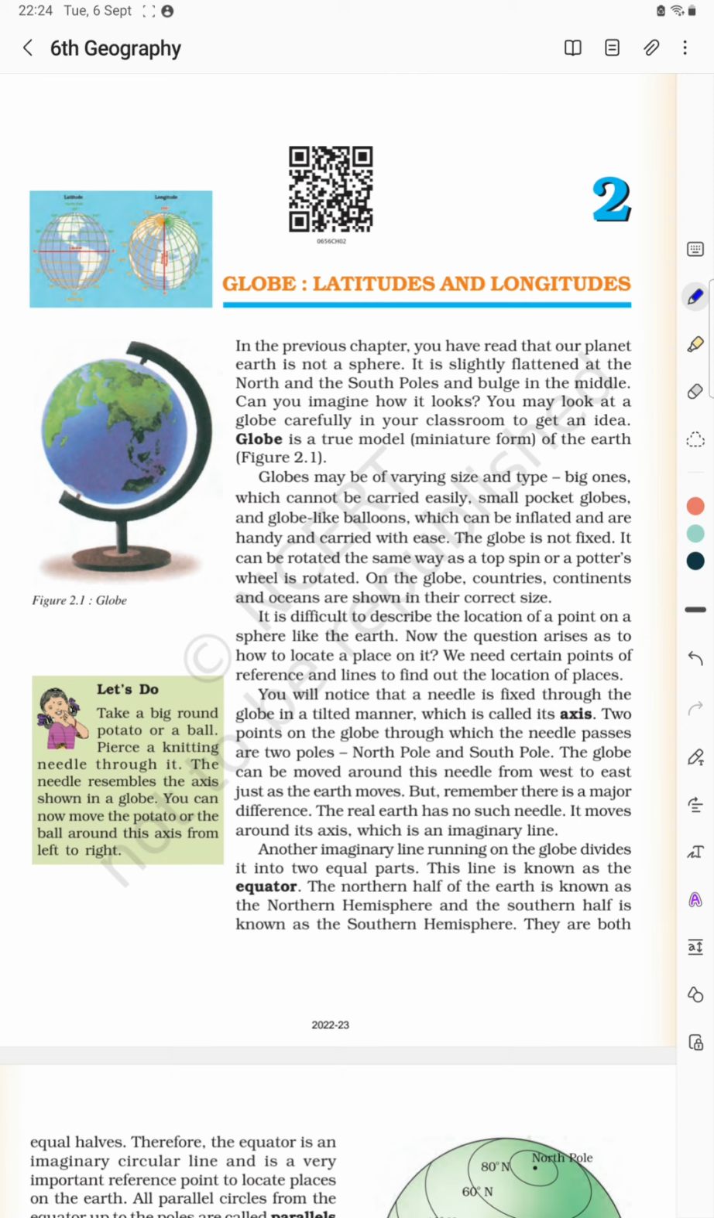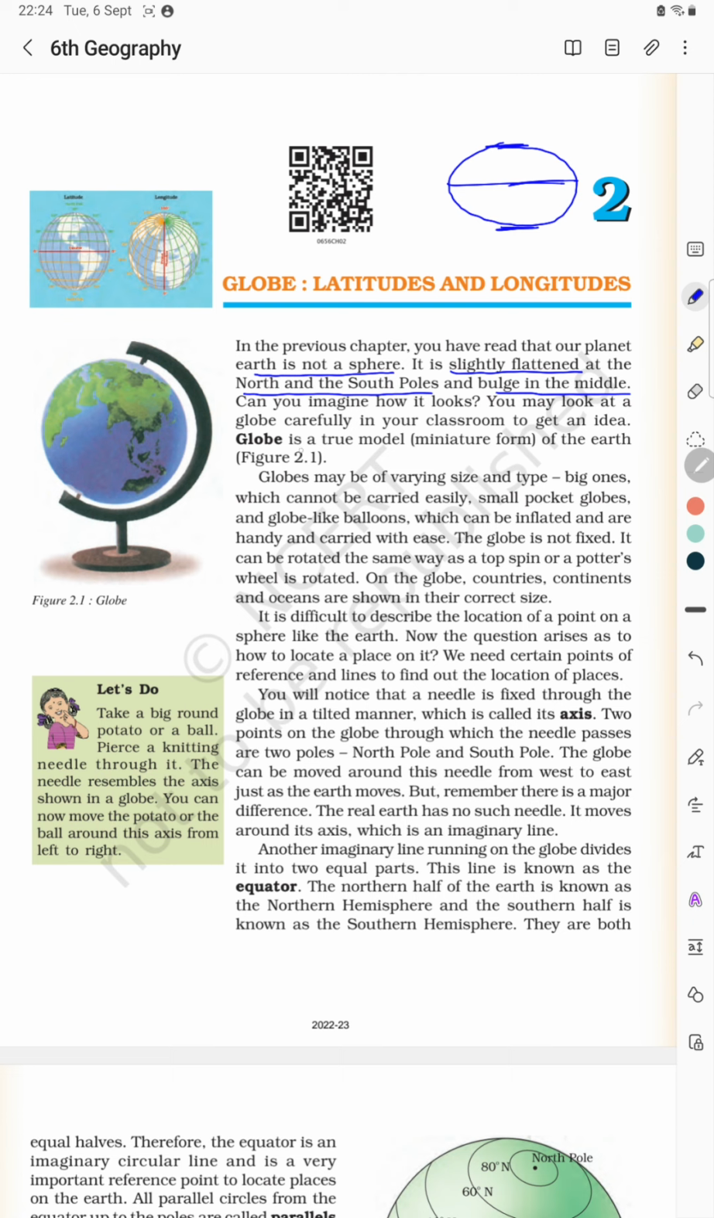As we also learnt in the previous chapter, our Earth is not a sphere. It is slightly flattened at the north and south poles and bulges in the middle. If I draw a rough figure, it is like this, slightly flattened at the north and south poles and bulging at the center. This shape is a geoid type shape.